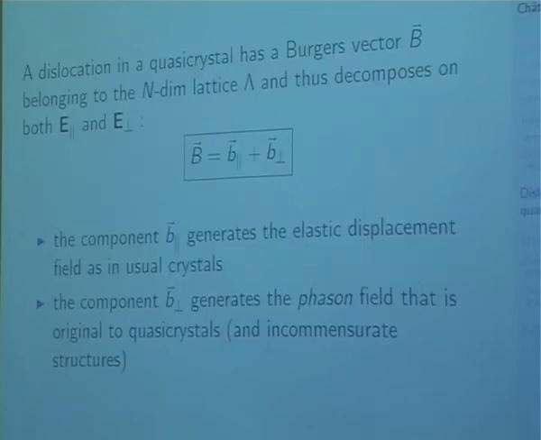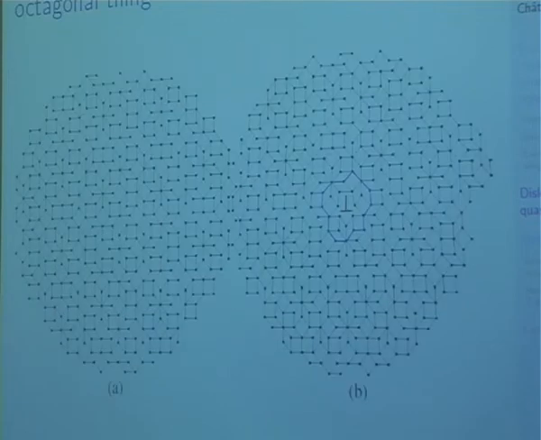So I'm going to metadislocation. Okay, this is what Mick said. I think everyone recognized what he said. B is a parallel part plus a paired part. And the question is, one is elastic, and the second is a phason. I will look, of course, to that one.